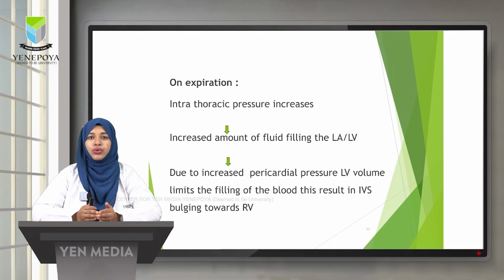Now, as you all know, due to the increased pericardial pressure, as I said earlier, your LV volume limits the intake of blood. So the LV free wall will not be able to bulge or dilate or open up to accommodate the blood. Your IVS is doing the work. Your IVS will bulge towards the RV. This was the pathophysiology of expiration.